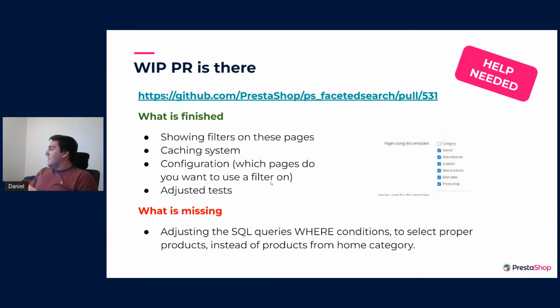I made the tests, but then I didn't get to the main part, which is adjusting the database queries. But if somebody has a bit of free time and can help with this, we can make the filtering module even more awesome. Basically, right now it's on these special pages. It selects products from the home category with ID 2, and we need to adjust it so it gets either new products or best sales or where ID manufacturer is something. But maybe it's not going to be a difficult modification. So if anyone wants to help, just hit me up and we can do it for the V8.